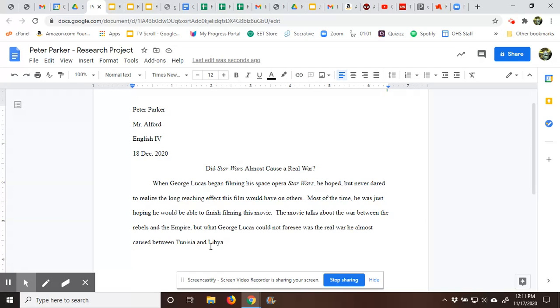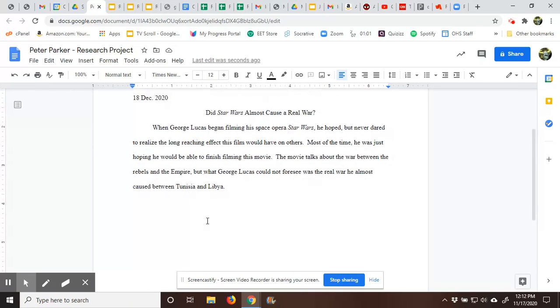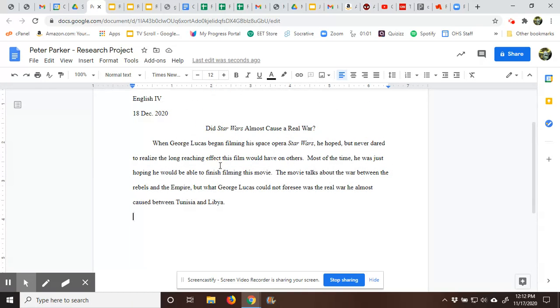So this introduction paragraph does what it's supposed to do. It sets up what this is going to be about. It's going to be about George Lucas having some issues when filming the movie Star Wars, and specifically the one about the war he almost started between Tunisia and Libya. And then hopefully it also gains your reader's attention when we say he almost caused a real war. Well, then we'll want to read the next paragraph to find out what's going on. Okay. So if you do your job, that's what your introduction paragraph does.